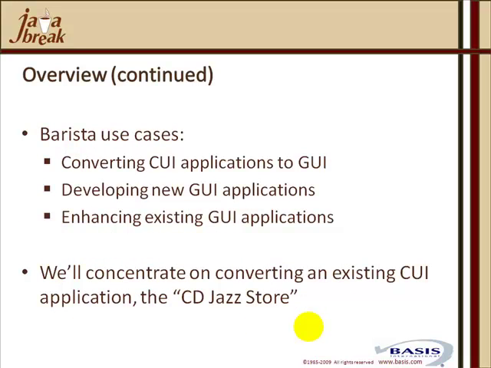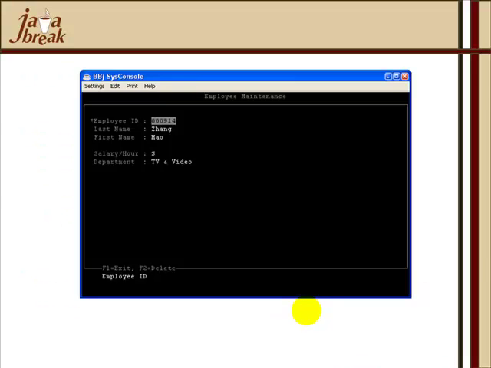Barista can be used to convert character applications to graphical applications like we're going to be doing, or develop brand new graphical applications, as well as enhancing existing graphical applications. We'll be concentrating on converting an existing character application called the CD Jazz Store. Let's take a brief look at what the employee maintenance form looks like from the CD Jazz Store.